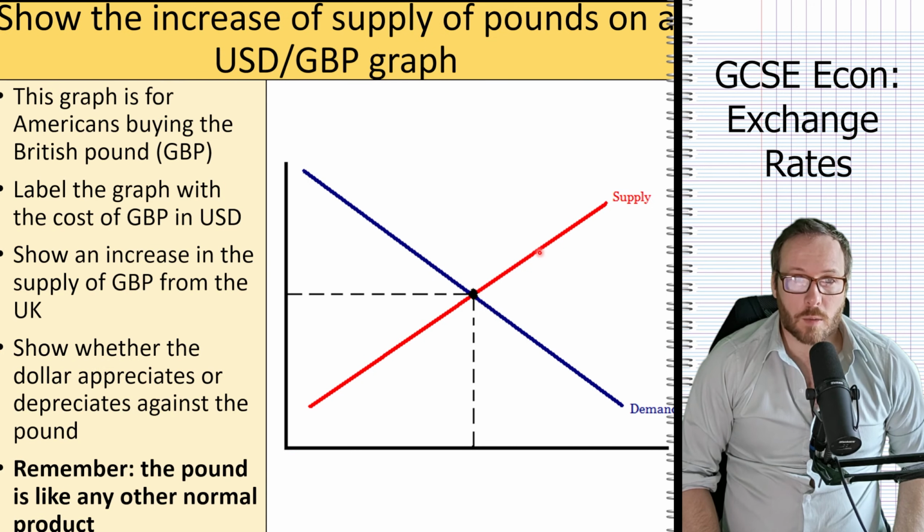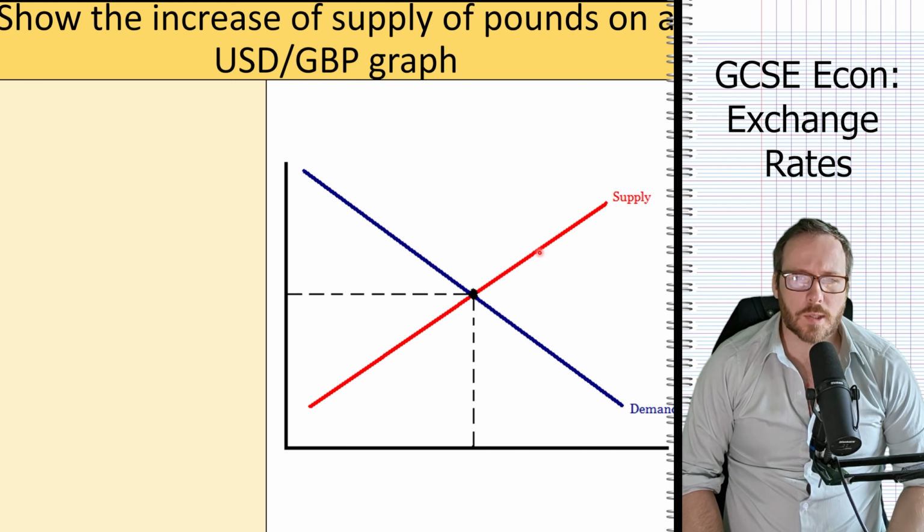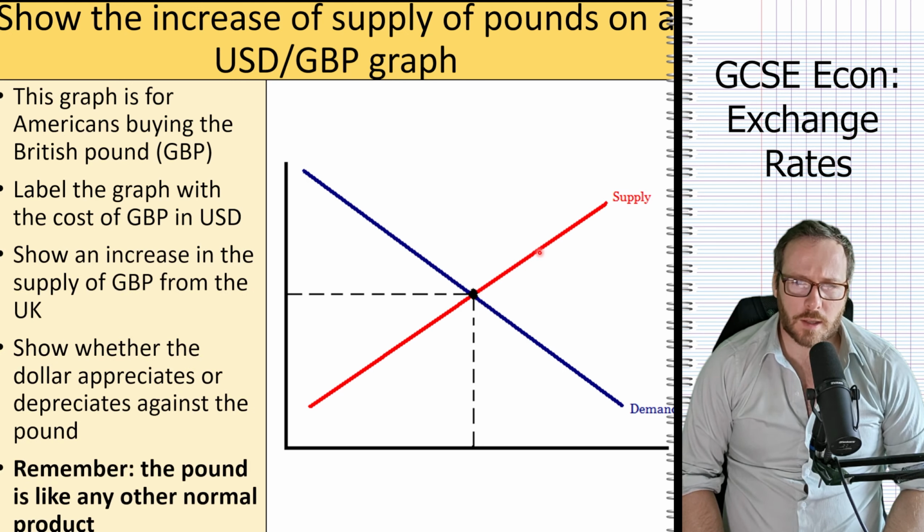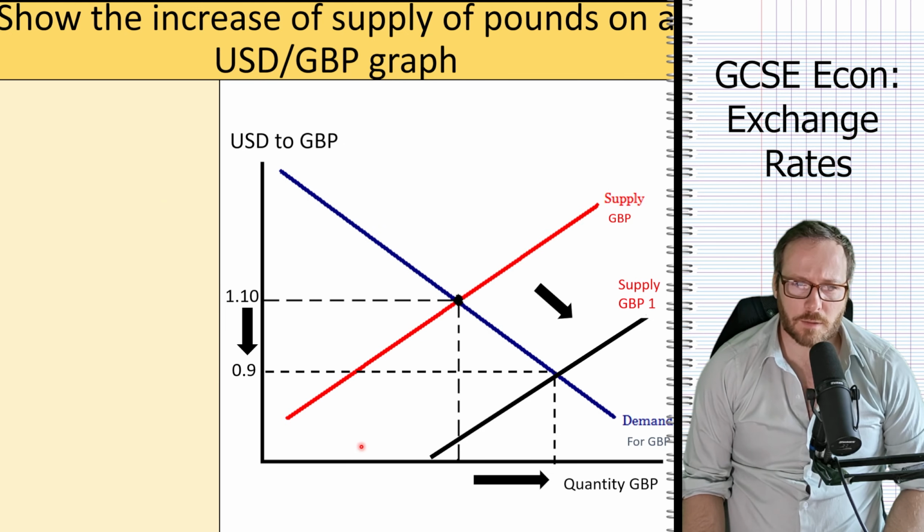But now what we need to do is show the other side of the graph where the supply of pounds has increased, okay? Using the same graph, we've got a different scenario. Let's say the British will supply more pounds in the market. They've had quantitative easing, or there's more people willing to sell pounds. So what happens in the American market then is the supply shifts forward.